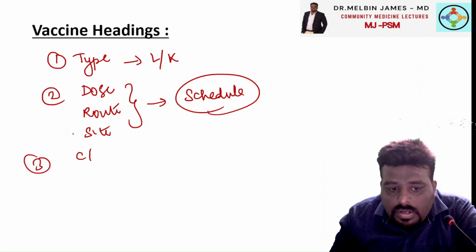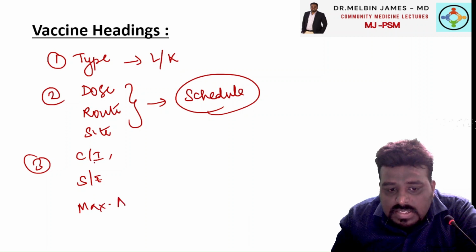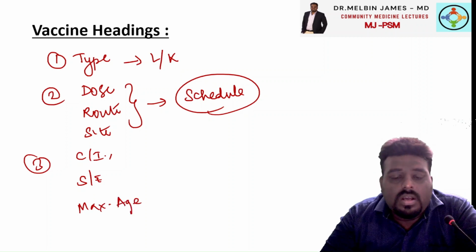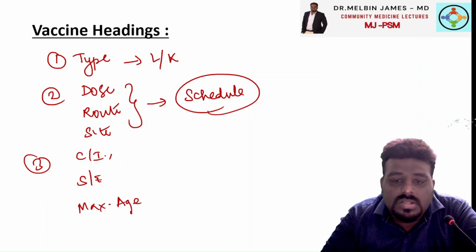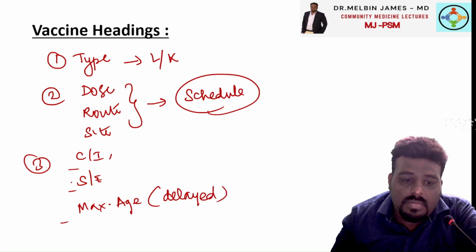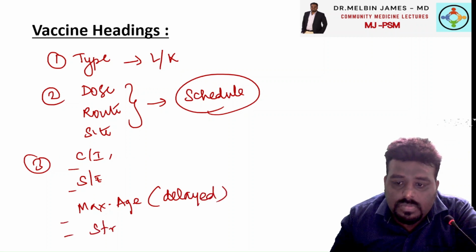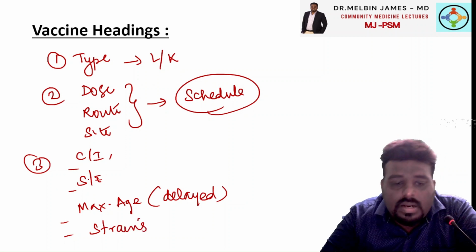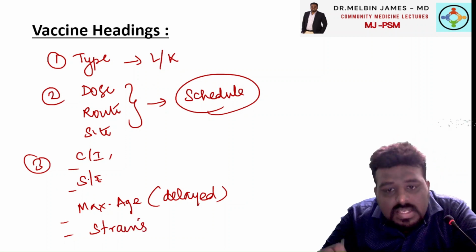Okay, and contraindications, side effects, maximum age, that is delayed immunization. What if a child doesn't follow the schedule and reports back late to you? What do you do? So that is the maximum age: how far can the vaccine be administered to the child, maximum age and strains.